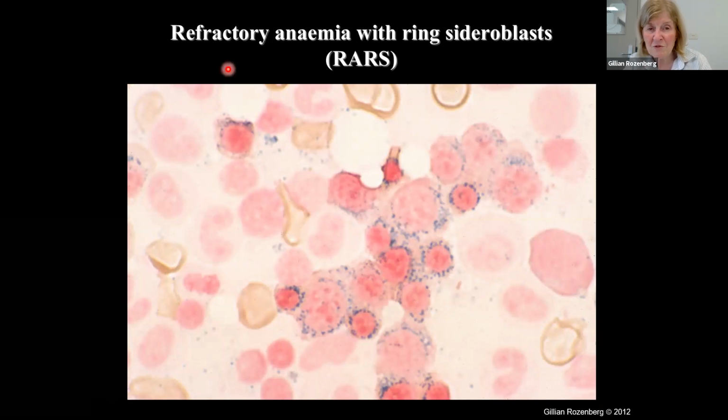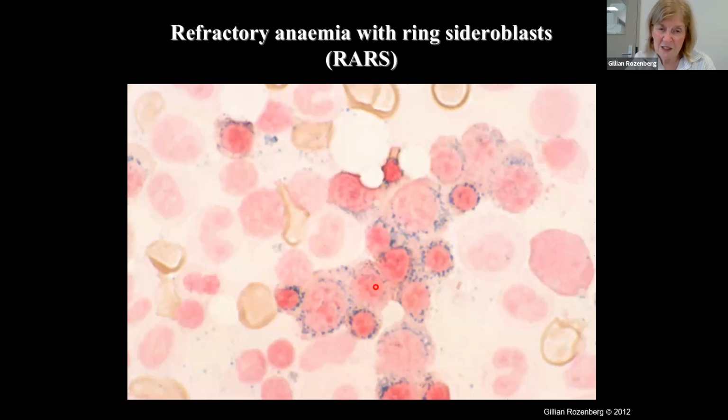Again, here's your refractory anemia with ring sideroblasts and your siderotic granules covering the actual blast cell. So you have to have at least 5 of these granules covering about 1/3 of the nucleus. And it has to be 15% of the cells seen in the bone marrow to put it into this category, refractory anemia with ring sideroblasts.